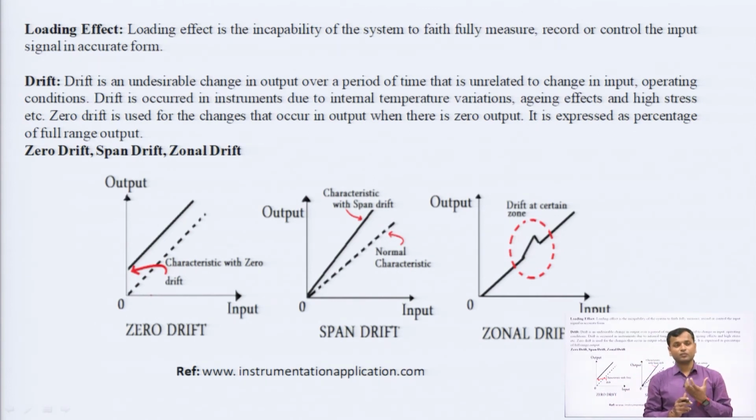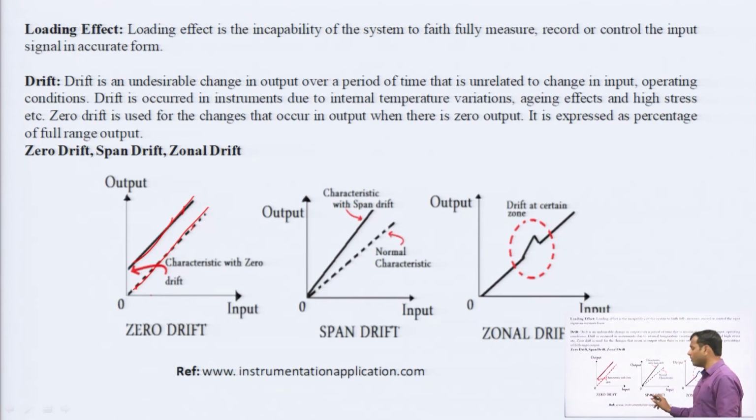So, what is drift? There are three types of drift we can see from the graph. First is zero drift, second is span drift, and third is zonal drift. When we talk about the zero drift, this is our input line and this is our output line. The output does not follow the input, and we have talked about linearity among the various characteristics. So, this type of characteristic is known as the zero drift, because the output is parallel to the input.